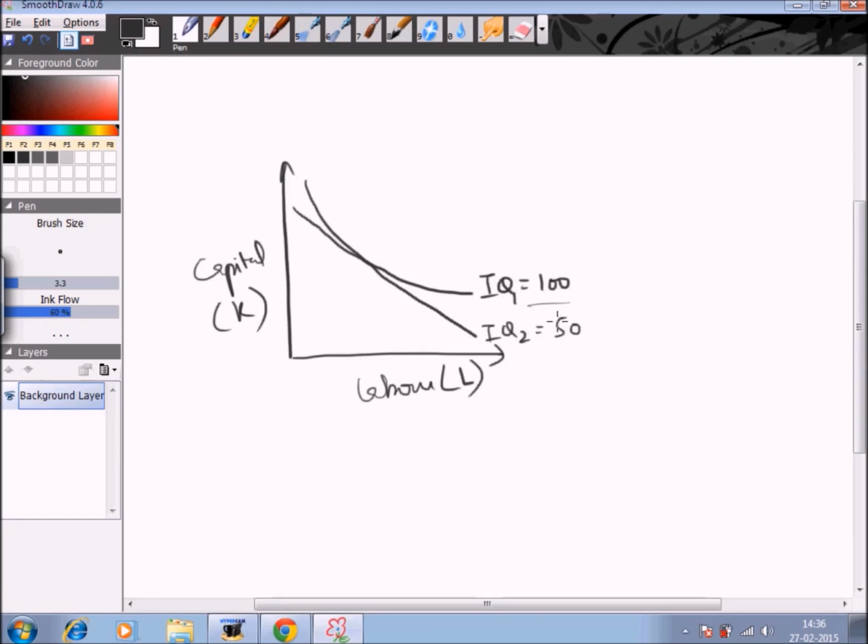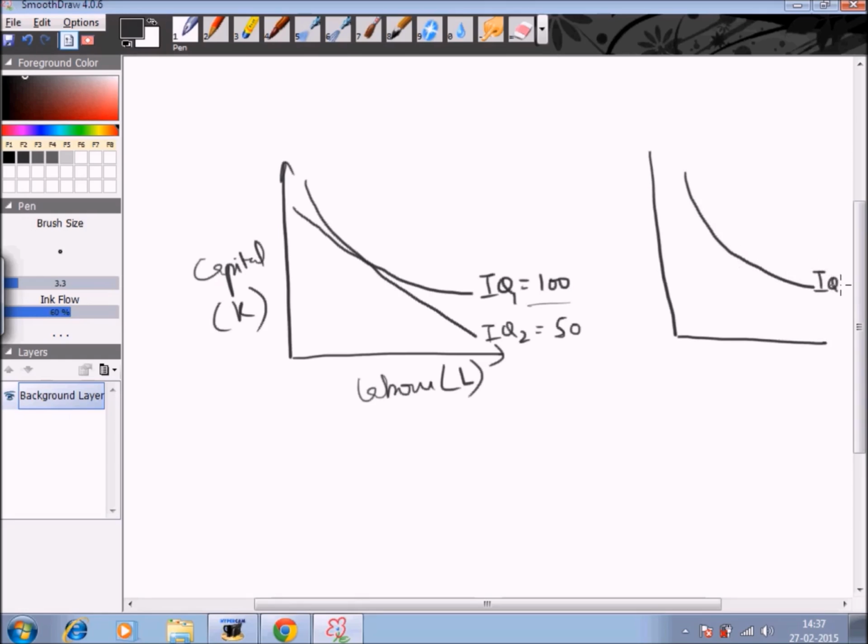Suppose it denotes 50 units. It won't ever be like this, that it is a tangent to the earlier isoquant curve. It will either be below or above, but never touching the edge of the previous isoquant curve. Likewise, one isoquant curve never intersects another isoquant curve.